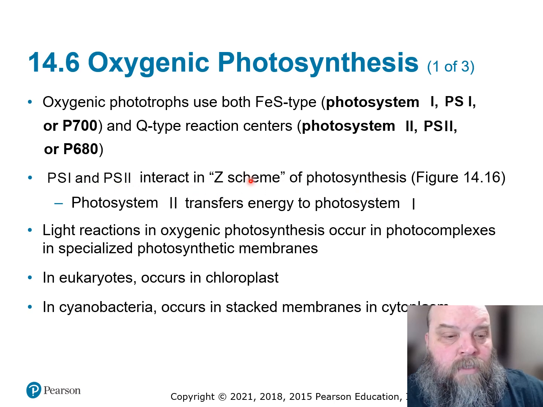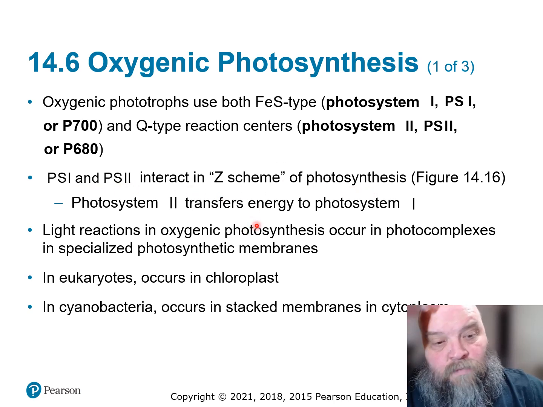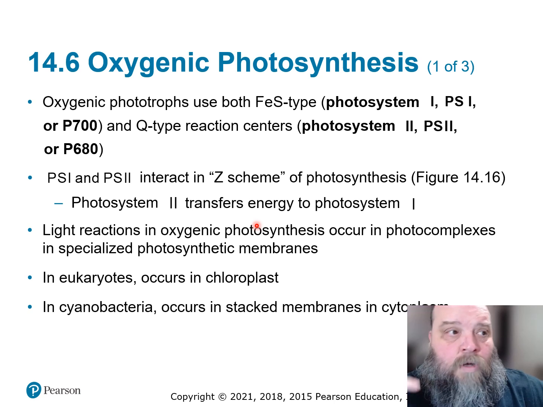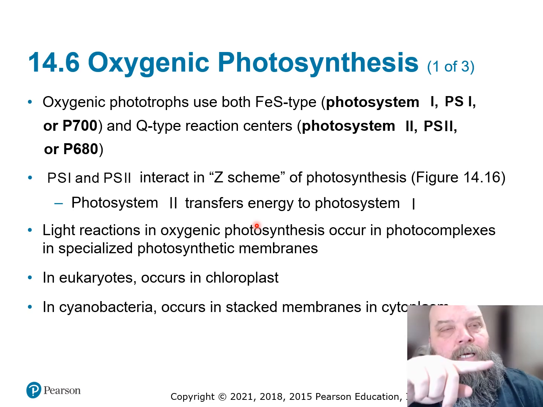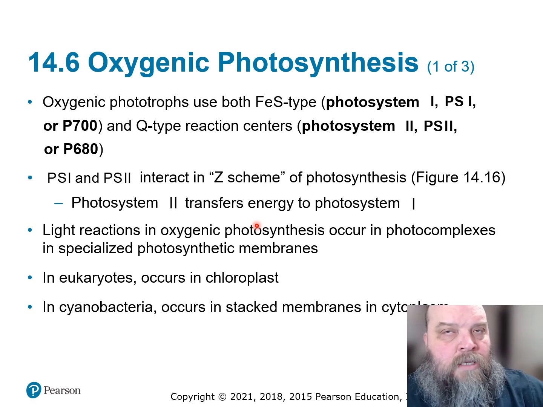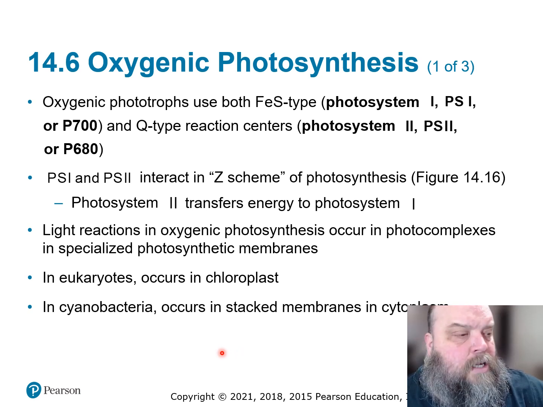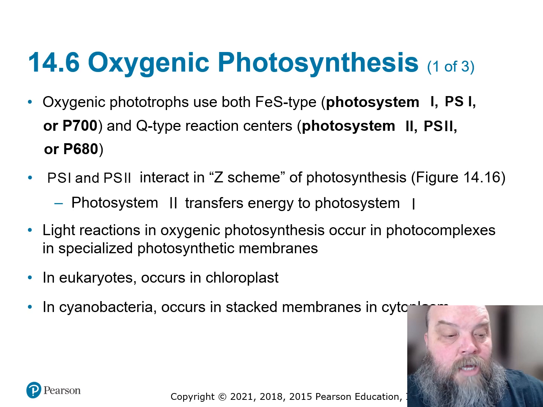PS1, PS2, do that Z scheme that you've seen before. 2 transfers to 1 in the linear, or 1 transfers back to 2, 2 to 1, 1 back to 2 for the cyclic that you've seen and talked about before. Differences here, eukaryotes, it's in chloroplast. Here in the cyanobacteria, it's stacked membranes that we've talked about before, and these membranes are just offshoots, or inshoots, I should say, of the cytoplasmic membrane.